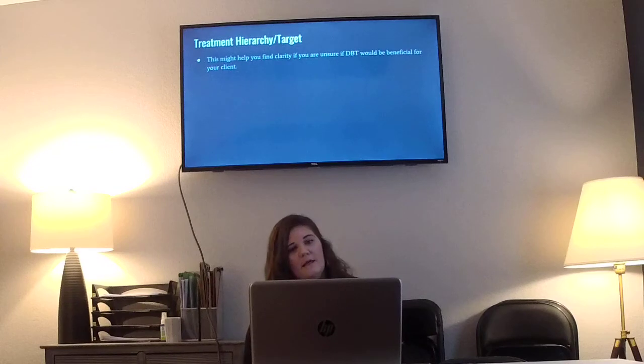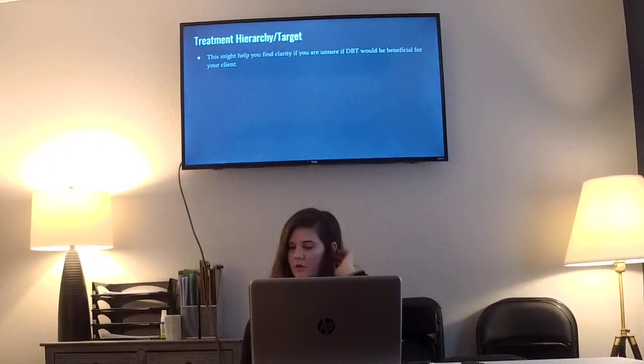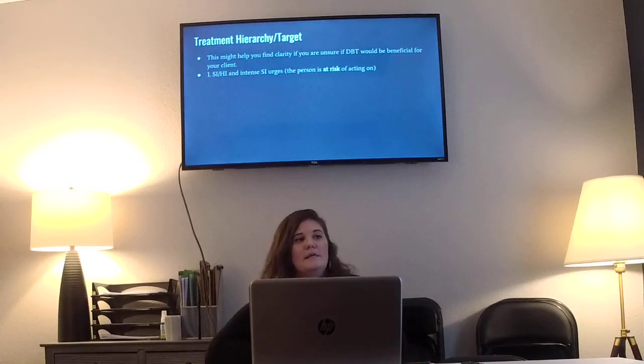DBT is going to say there's a treatment hierarchy, and if you're unsure if DBT would be beneficial, we'll go through these four things. So, one, any suicidal ideation, homicidal ideation, and any intense SI urges. This would really categorize, is the person at risk of acting on these? I have some clients who self-harm, but it's not intense, they can control it. So we do DBT skills in session, but it doesn't always warrant a nine-hour IOP. But DBT could be helpful.